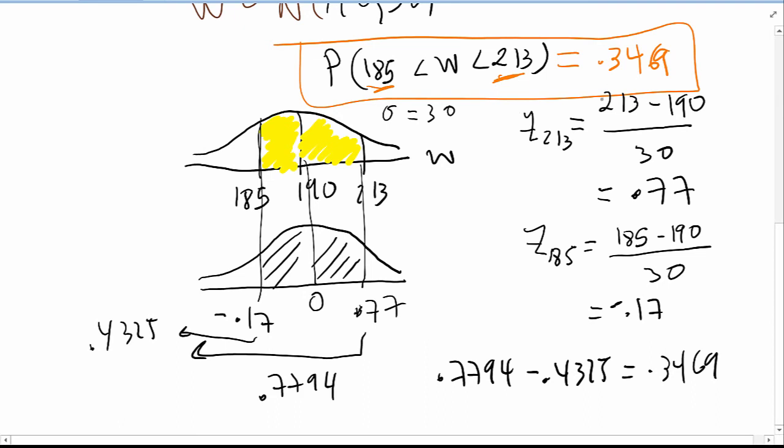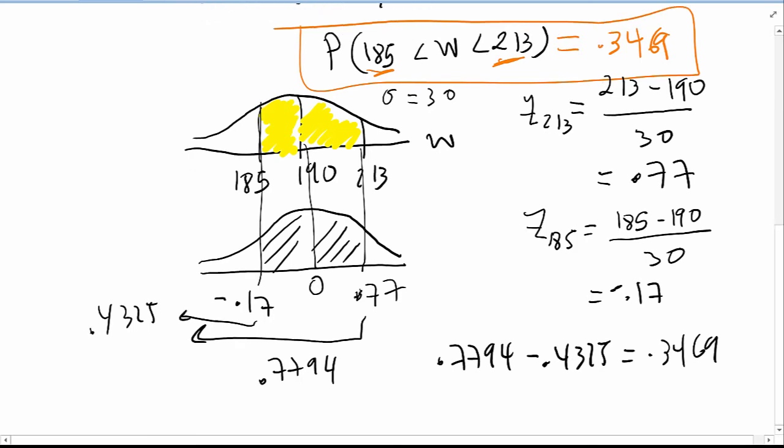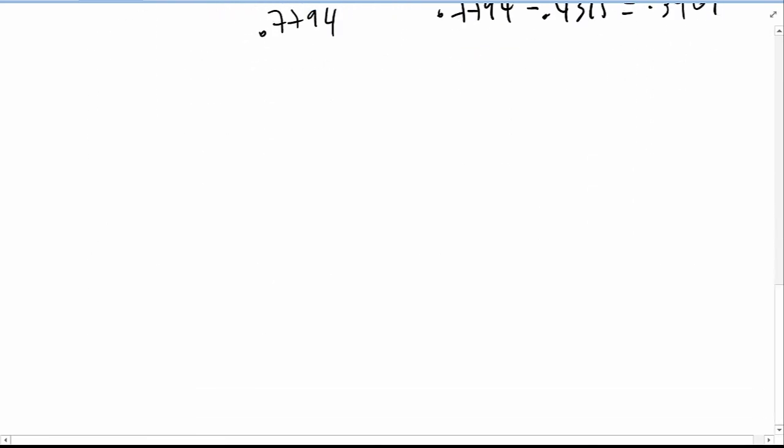So let's do another example with the same data. This is our population right here, weights of males, which is normally distributed with a mean of 190 and a standard deviation of 30. And now we want to know what percentage of males weigh more than 210 pounds. What percentage of males weigh more than 210 pounds?